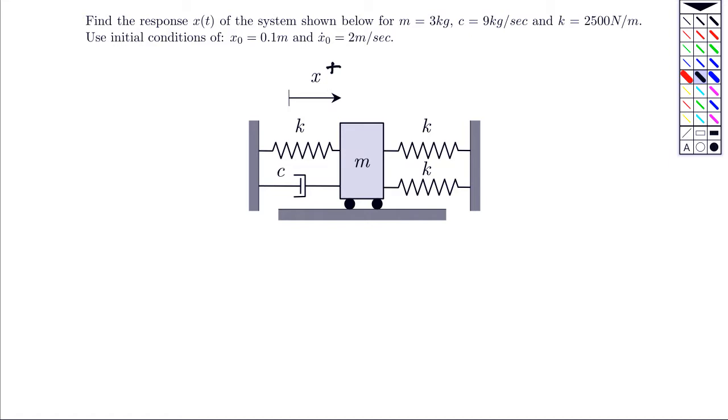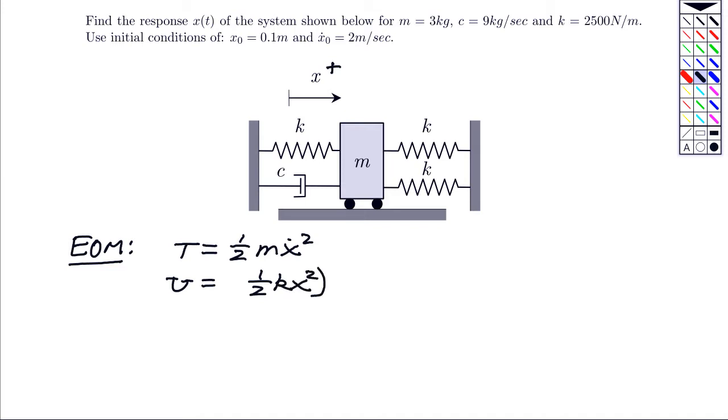We're given the initial conditions. Find the response. So the first thing we need to do, of course, is to derive our equation of motion. Kinetic energy T is 1/2 m v squared, so that's x dot squared. The potential is 1/2 k x squared for each one of the three springs. There are three of them. And then the Rayleigh dissipation function is equal to 1/2 c x dot squared.